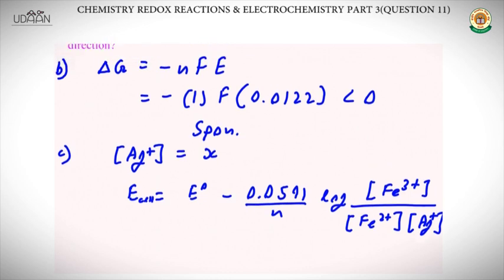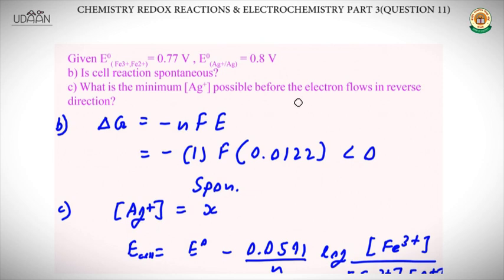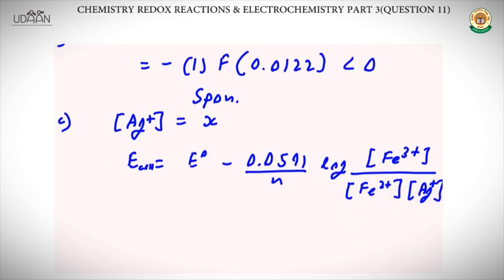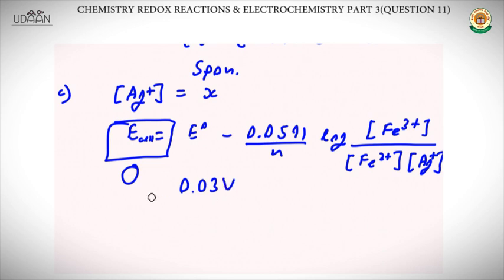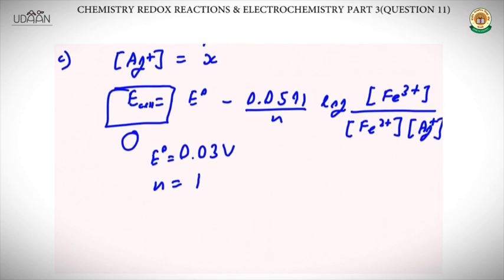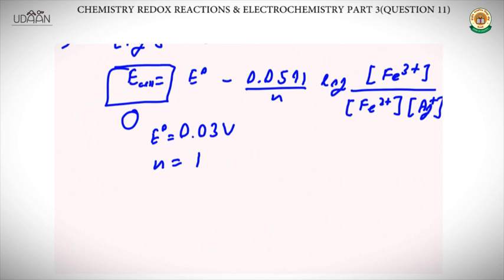We need to find the minimum concentration of Ag before the electron flows in the reverse direction. Just before the electron reverses direction, the reaction would be in equilibrium. Hence at equilibrium the value of E cell is 0, and we'll use this. We know the value of E naught cell from the previous part, which came out to be 0.03 volt. This is the familiar Nernst equation, and we know n is equal to 1.